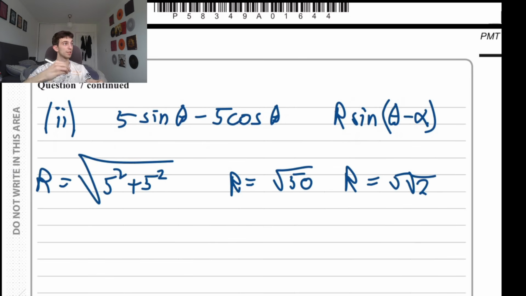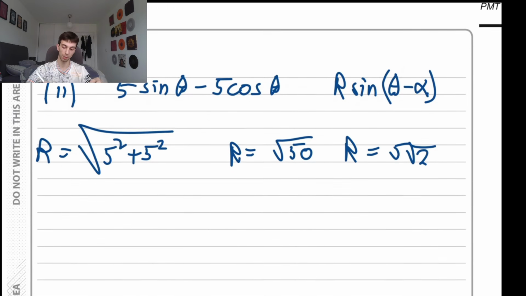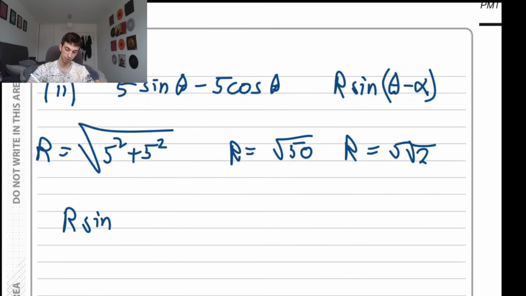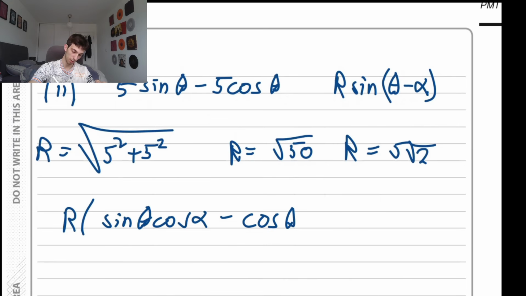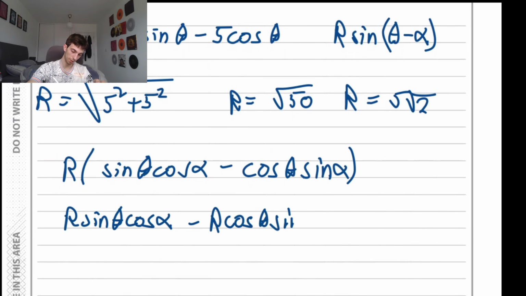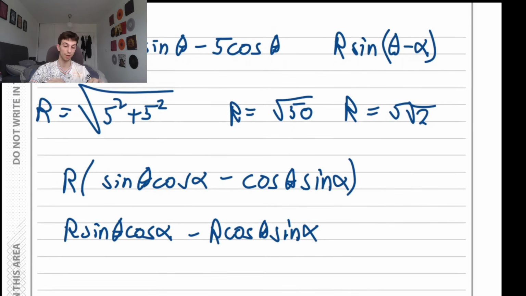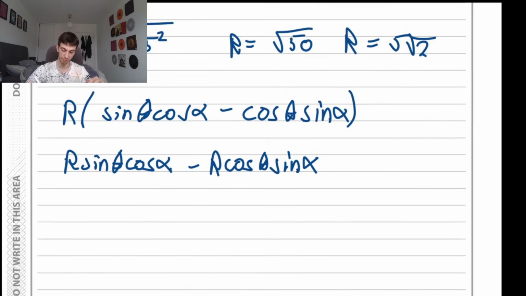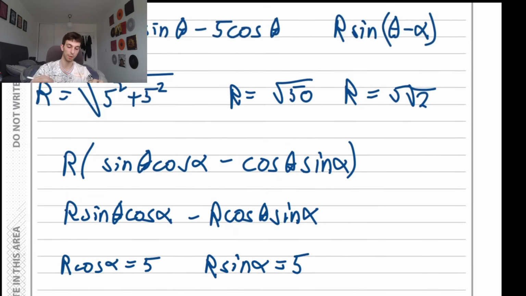Then what we're going to do, we're going to expand out this r sine theta minus alpha using our sine addition formula. So what do we have? We have r, actually let's keep it r outside. For the start, we have r sine theta cos alpha, take away cos theta sine alpha. Expand out the r, we have r sine theta cos alpha, take away r cos theta sine alpha. Now we're going to compare this to what we originally had. We had 5 sine theta and 5 cos theta. Now because we have 5 sine theta, this means that r cos alpha must be equal to 5. And we have that r sine alpha must also be equal to 5 because we had minus 5 cos theta.